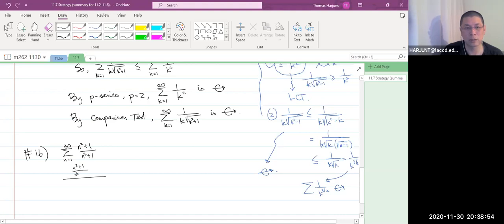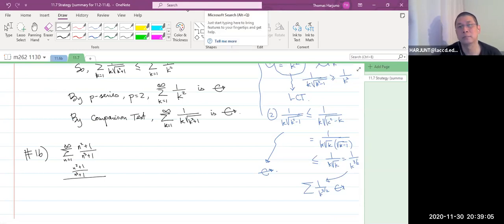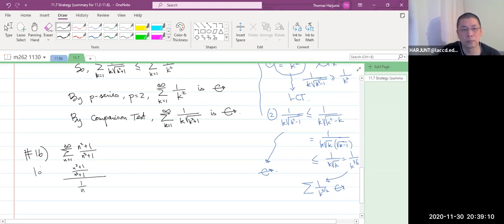Do limit comparison test. With respect to what? Any idea? 1/n. Okay. Fast forward, you will get n cubed plus n over n cubed plus 1. Fast forward, this will converge to 1, which is greater than 0.